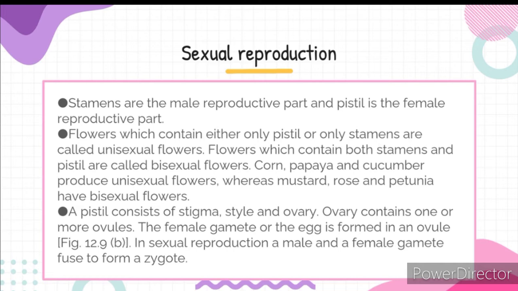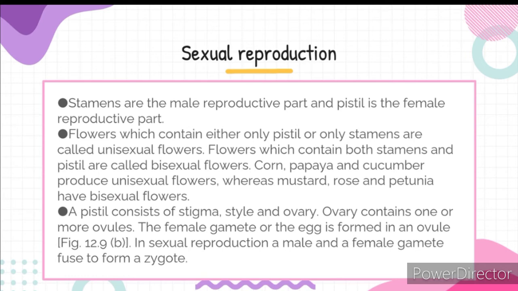They produce unisexual flowers that are not going to have both stamens and pistil. Maybe only pistil, no stamen, or only stamen, no pistil. But there are also some plants like mustard, rose and petunia. They have bisexual flowers. Bisexual means they are going to have pistil and stamen both in them. Simple. Guys, now moving on.